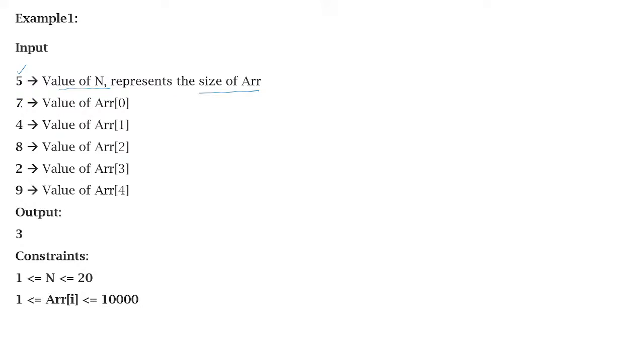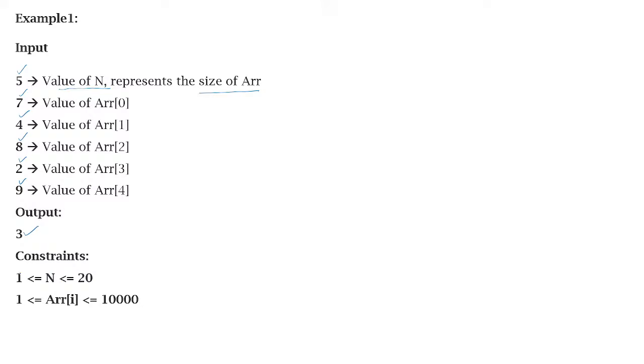Then you have 7 here, which is the value of array of 0, the first element. Then 4 indicates value of array of 1, the second element, and 8 is value of array of 2, the next element, and 2 is value of array of 3, and 9 is value of array of 4. Like this the input will be given in each line. Then the output should be printed as 3, and these are the constraints.